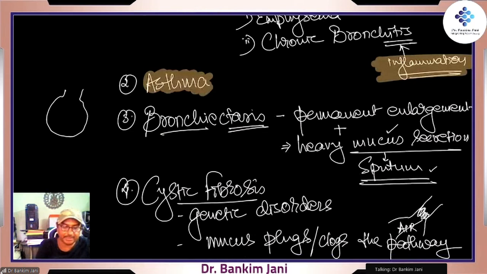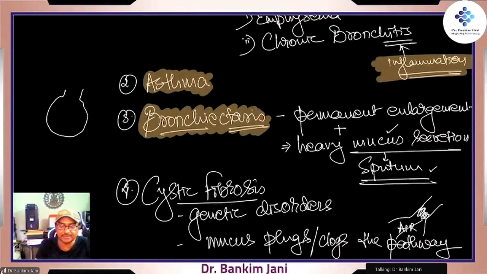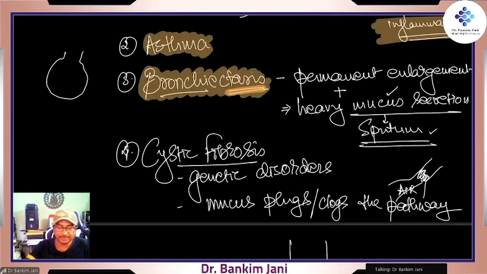When there is bronchiectasis, right? This is another disease, bronchiectasis. Whenever we say stasis, it means stagnant, right? So there is permanent enlargement plus heavy mucus secretion. So sputum is there, so much sputum, right? And it is very foul smelling. So that is what is happening in this case.